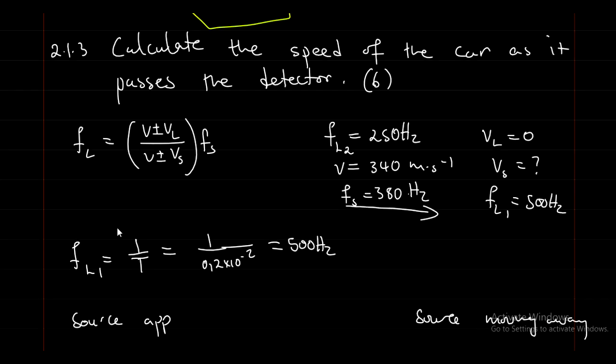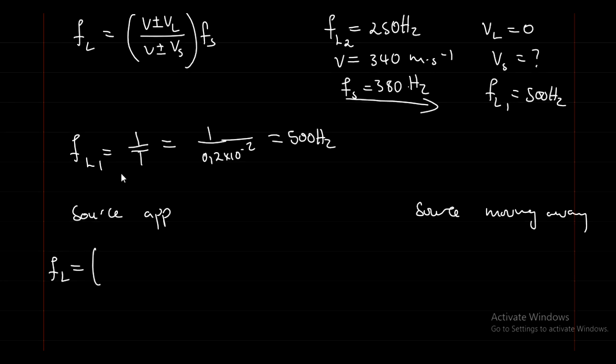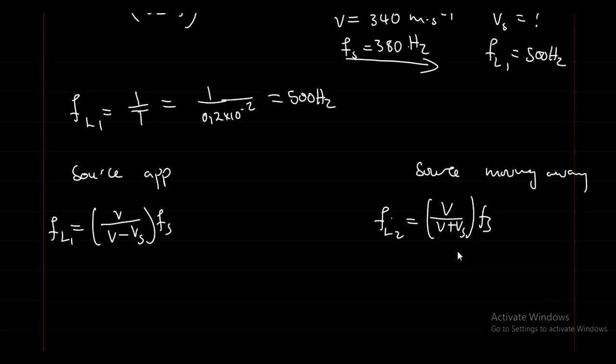So now the first formula will be V over V minus Vs. Remember, when the sound source is approaching, we have minus Vs here. When it is approaching, that is FL1. And then here we have FL2 equals V over V plus Vs. It is moving away now, plus Fs.